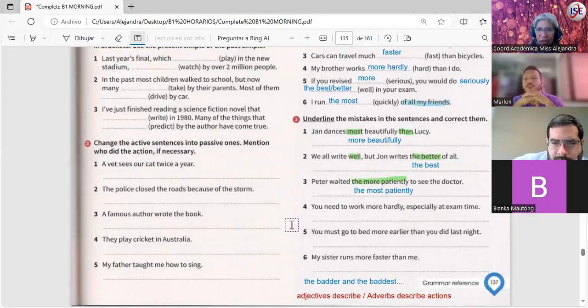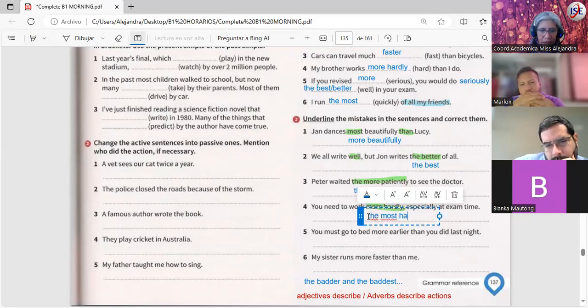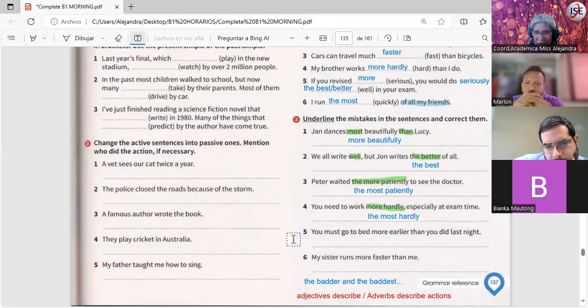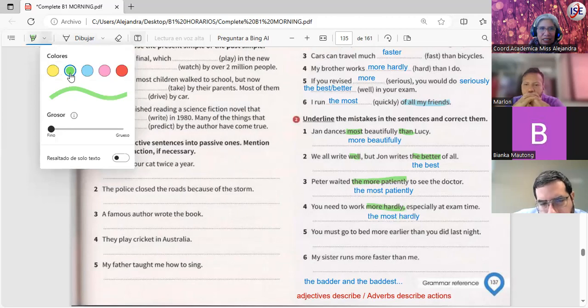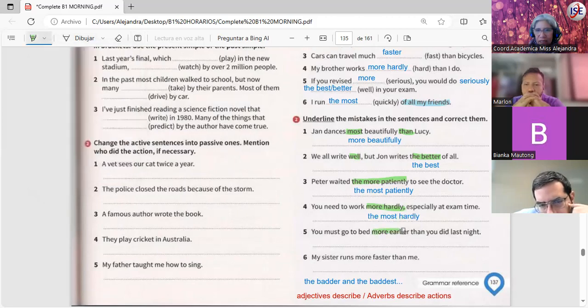Marlon, you need to work more hardly, especially at exam time. More hardly. And what is the correct form? The most. The most hardly. Sí. Jose Miguel, you must go to bed more earlier than you did last night. You must go to bed the most early that you did last night. Okay. So notice. Can we use than in a superlative?